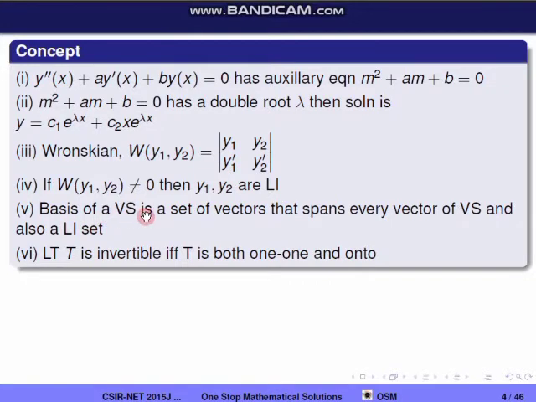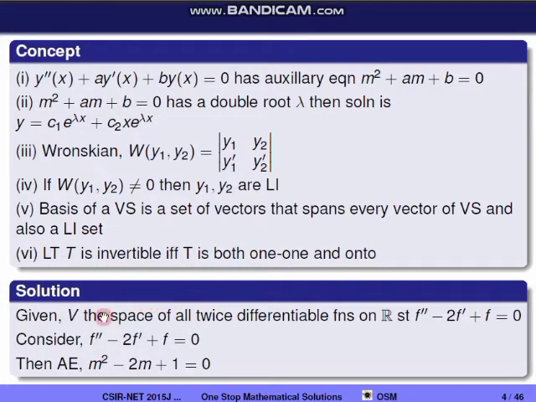A basis of a vector space is a set of vectors that spans every vector of the vector space and is also a linearly independent set. A linear transformation T is invertible if and only if T is both 1-1 and onto. So now we'll move on to the question.